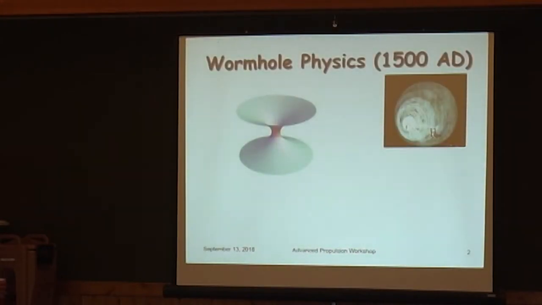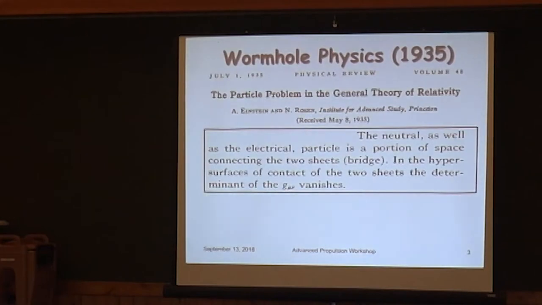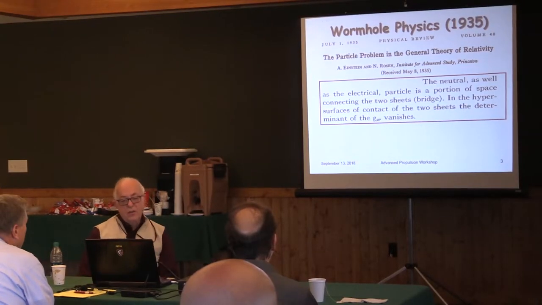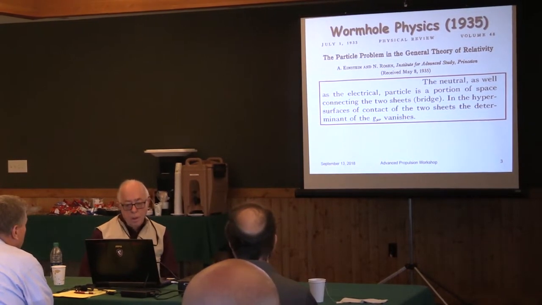We can track wormholes back to 1500 AD. This is a picture from the Palace of the Doge in Venice by Hieronymus Bosch, showing a wormhole connection between Earth and Heaven in which the blessed are taken from one place to the other. More recently, wormholes were invented or were perceived to exist in the structures of general relativity by Einstein and Rosen.